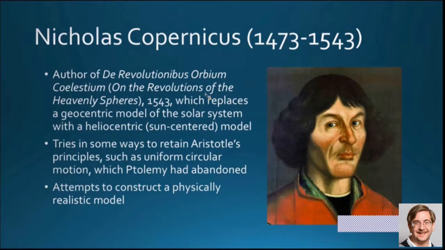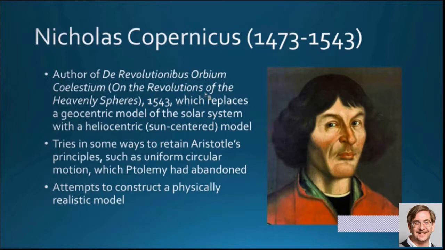Copernicus replaces the geocentric model, the Earth-centered model of the solar system, with a heliocentric or sun-centered model. But he's a reluctant revolutionary. He's not doing this because he hates Aristotle. In fact, he's realized that Ptolemy has not been faithful to Aristotle because he's abandoned the idea of uniform circular motion. And so, to the greatest possible extent, Copernicus tries to go back to Aristotle's notion of how heavenly motion should go, and he abandons the idea of an Earth-centered, still Earth, geostatic cosmos because he wants to be faithful to other aspects of Aristotle's thought.